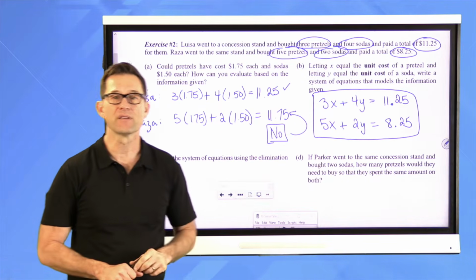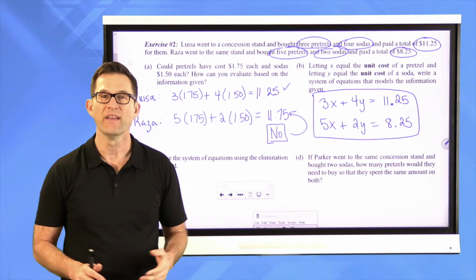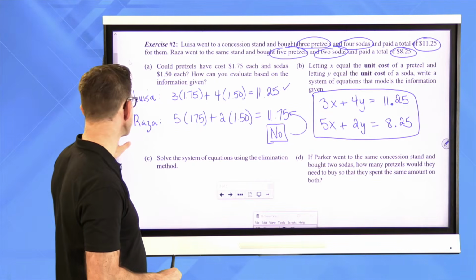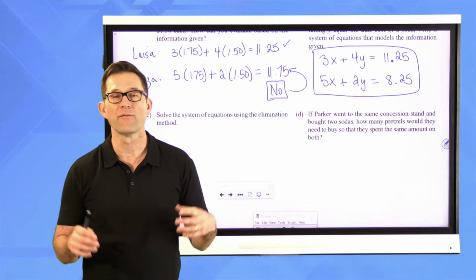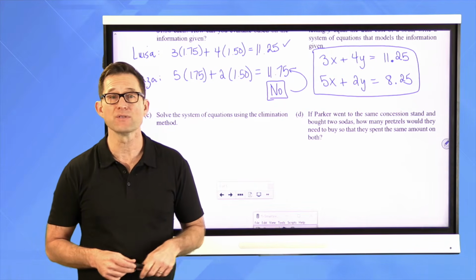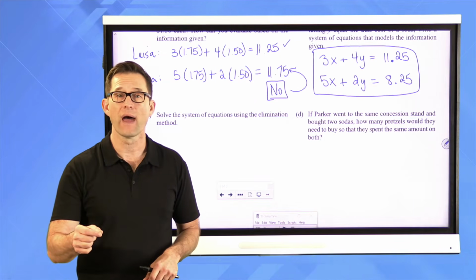That leads us to letter C. Solve the system of equations using the elimination method. Okay, so now we want to solve this system using the elimination method. Keep in mind, we're probably going to have to modify one or both of the equations in order to eliminate one of the variables. I'd like you to pause the video now and go ahead and do this.